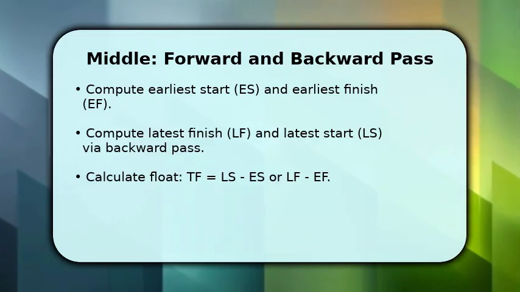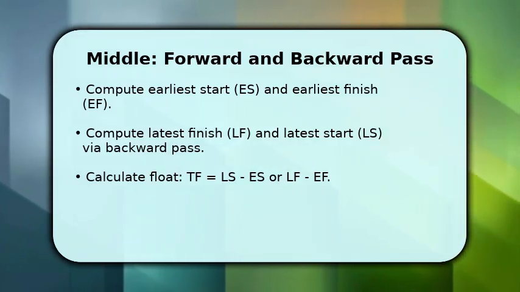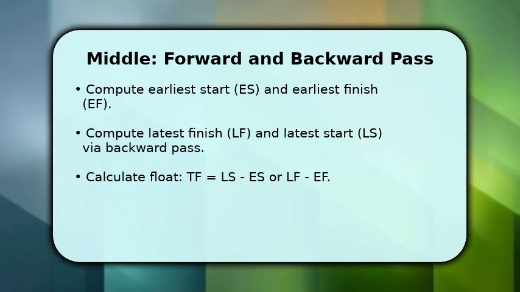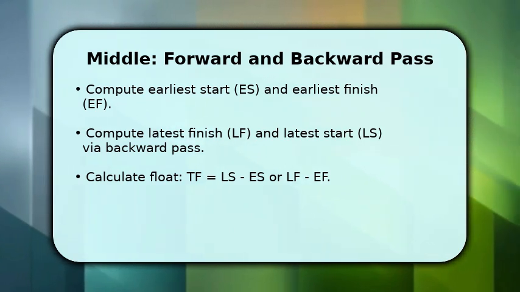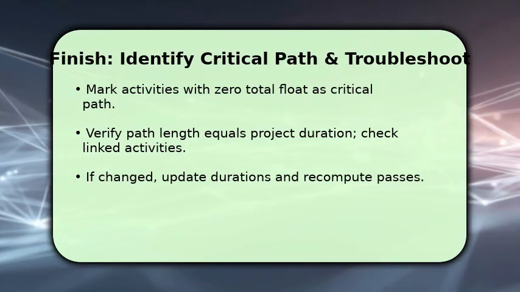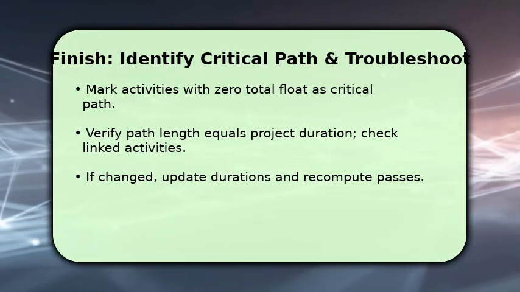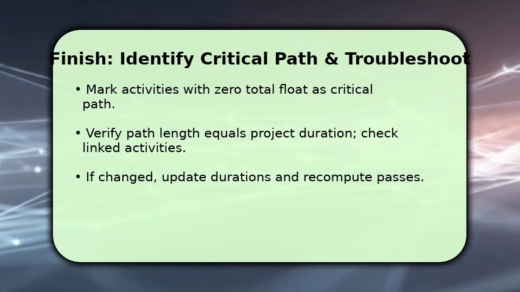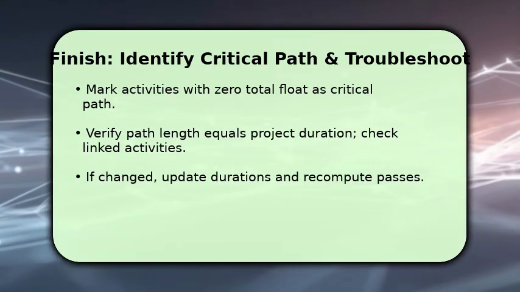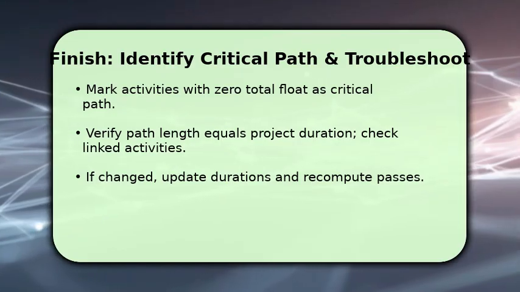If multiple parallel paths exist, compare path durations. The longest path at the end of forward pass becomes your tentative critical path. Confirm it after floats are computed. You finish by marking all activities with 0 total float as the critical path. These control project duration. Then verify that the sum of durations along that path equals the project's overall duration. If it does, you have the true critical chain.